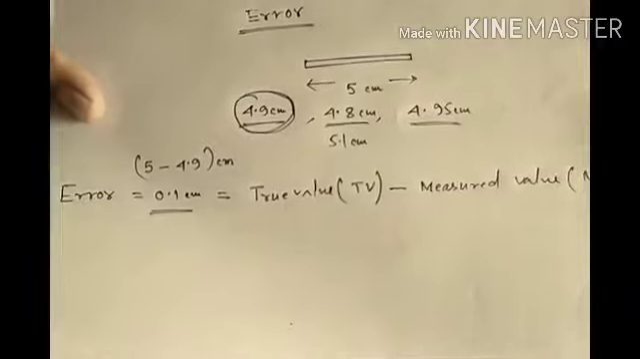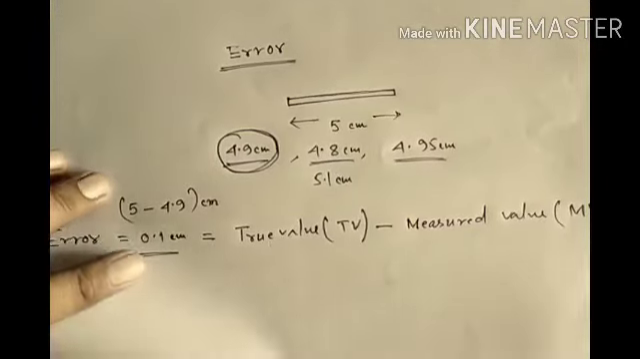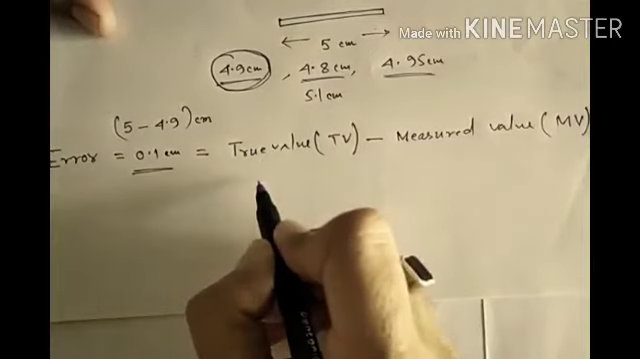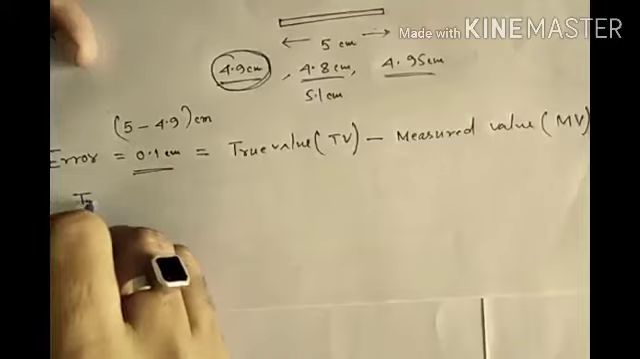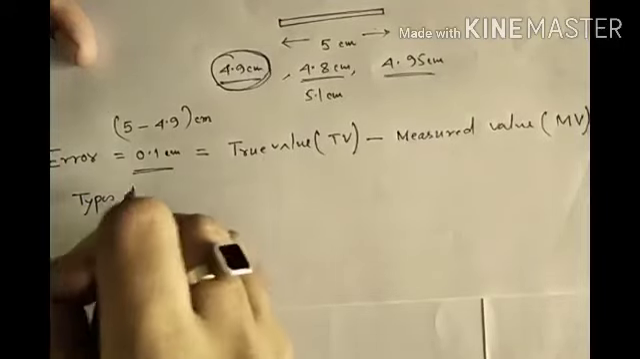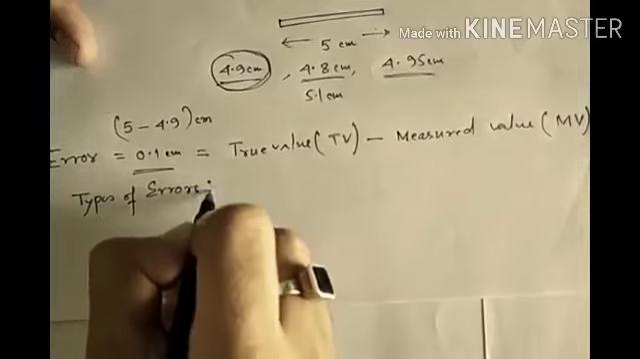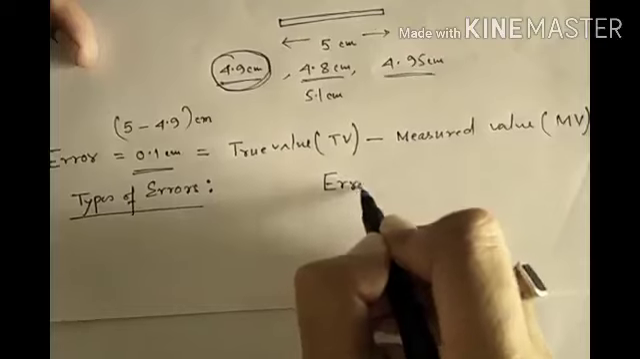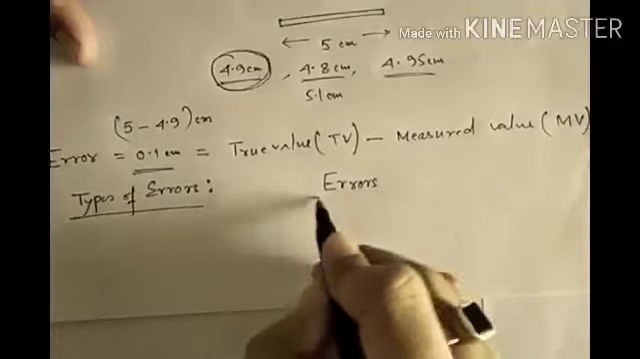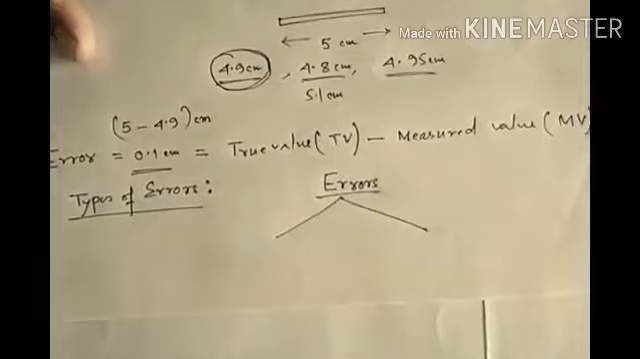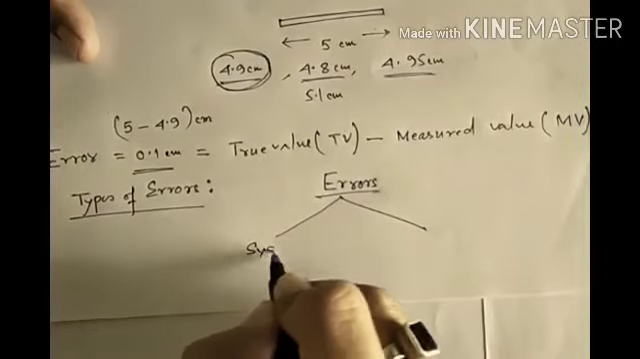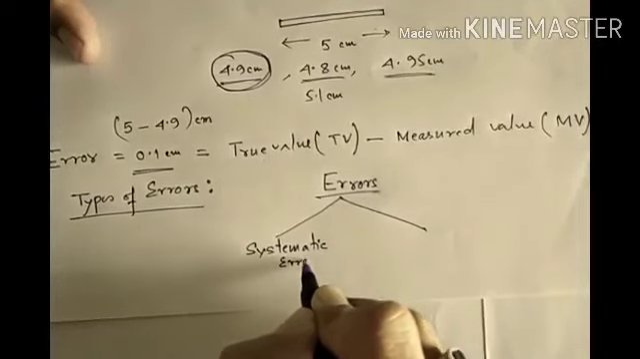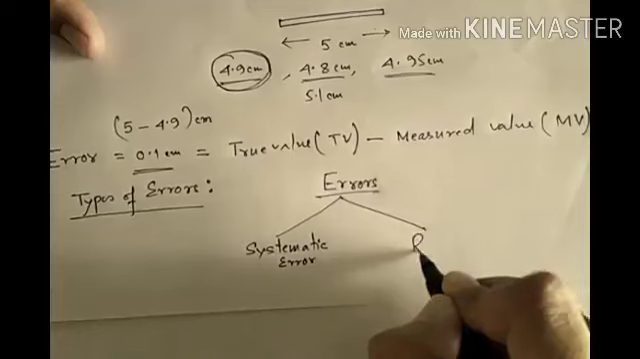Now let me explain to you what are the different types of error that we come across in physics. What are the types of errors? Errors are broadly classified into two categories. One is called systematic error. Another is called random error.